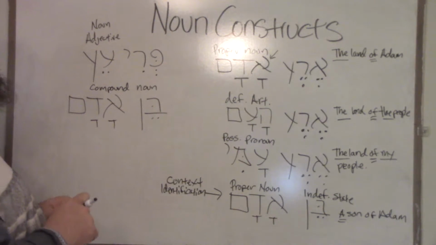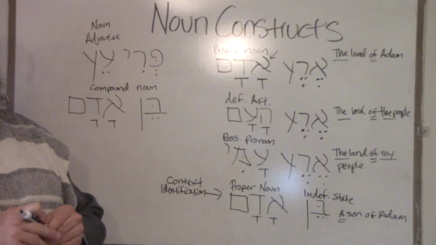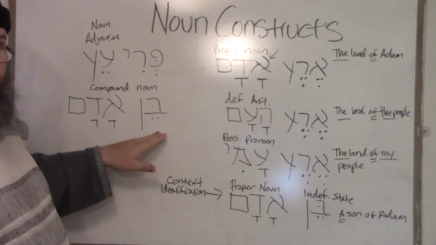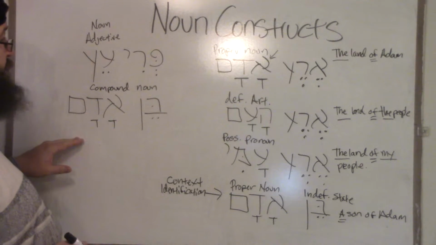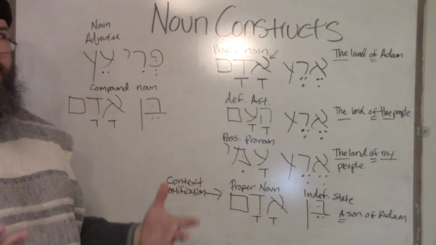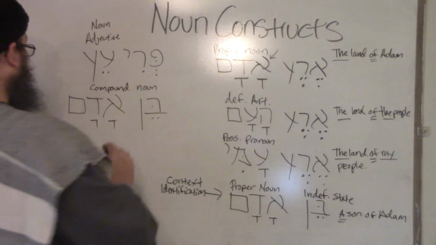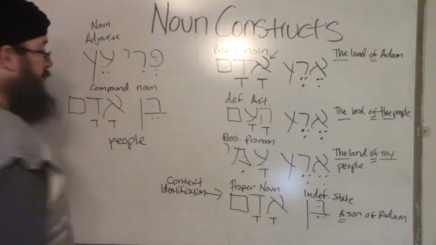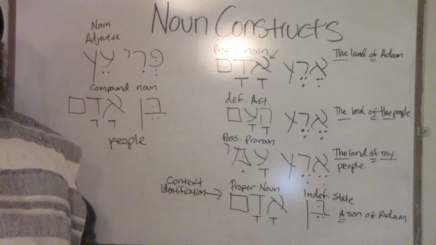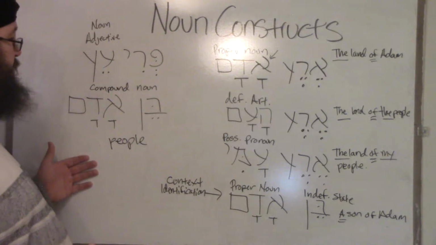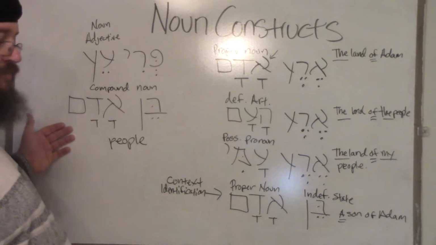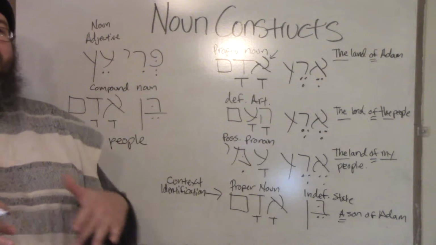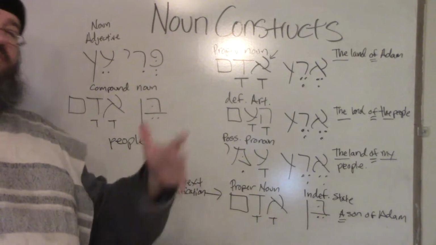Lastly, we have the compound noun. This compound noun is when we're taking, for example, two nouns, the word ben and the word Adam, and now we're going to utilize this as a compound noun, which is going to generically be translated as people. Ben Adam. Literally, people would translate this as "the son of Adam" or "a son of Adam," but in Hebrew, this means anybody born from Adam. Well, that's the whole generation.